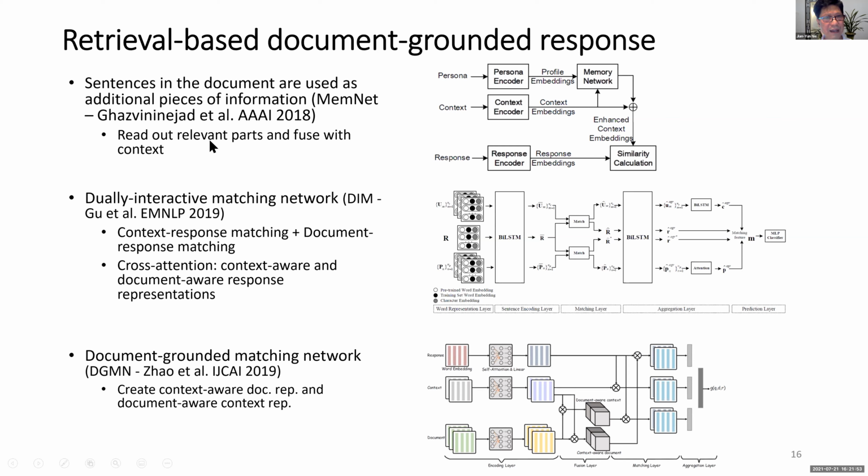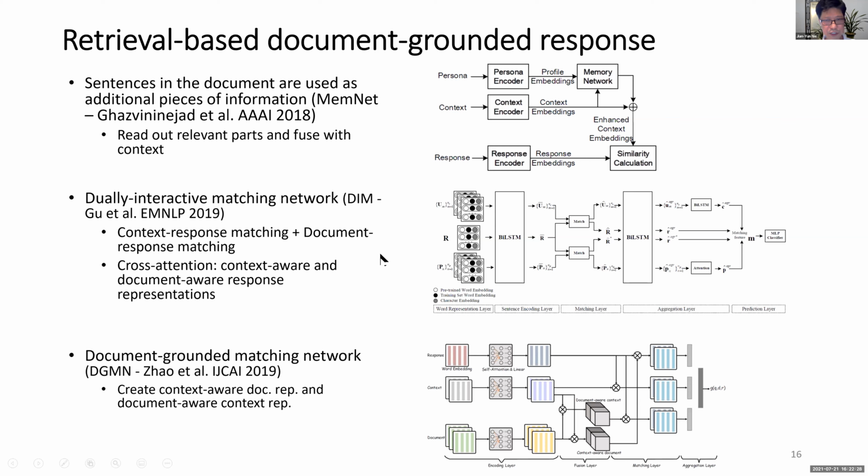So here we have the first one that will model the document sentences as a memory network. That is, you store different sentences in a memory, and the dialogue context, that is the current utterance, together with the history, will be used to read the memory, to fetch out some relevant part from the memory. And that will be used to condition the selection of the candidate response. Okay, so this is one typical approach.